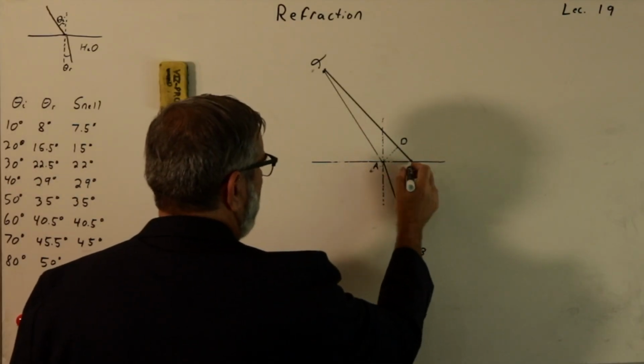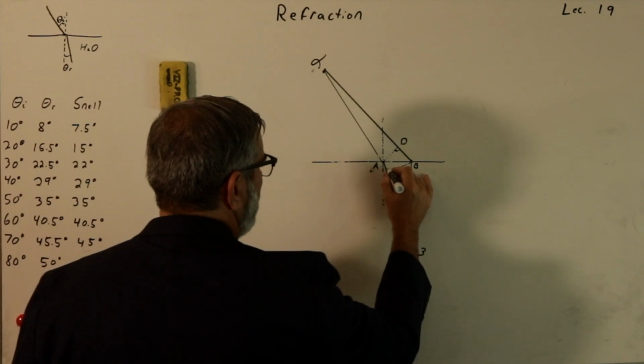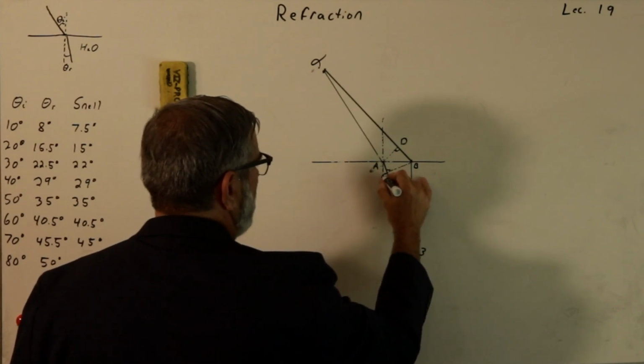And similarly, I'm going to do the same thing here, drawing a perpendicular. So this is a 90-degree angle. This is a 90-degree angle. And I'm going to call this point C.